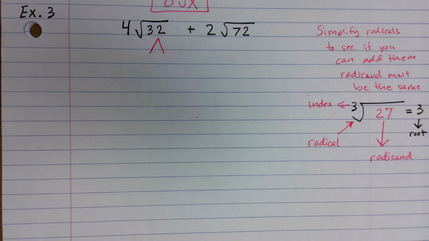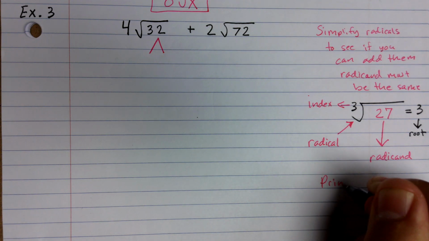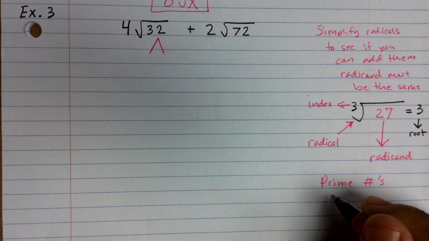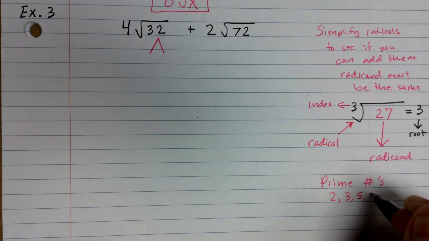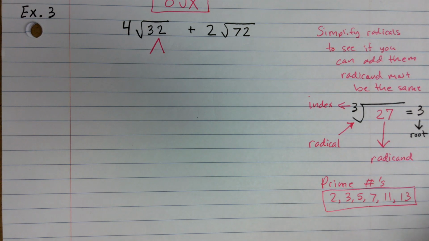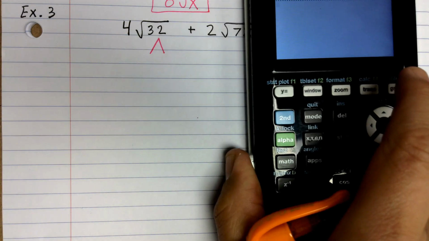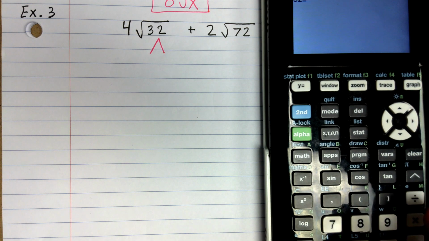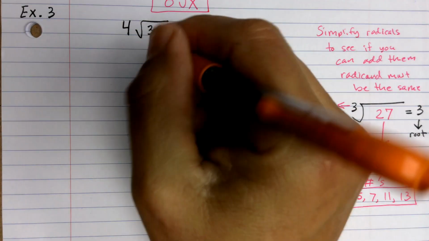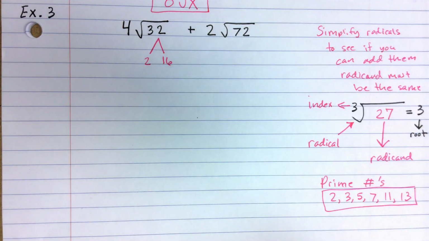So with that being said, let's break this down, and we're going to use our prime numbers. Now what I'm going to do is write here prime numbers. These are the numbers that I like to use to try to break it down. So I like to use 2, 3, 5, 7, 11, and 13. These will work for most of these radicals, just like you've seen in my other videos when we're trying to simplify them. And so I'm going to see, can 32 be divided by 2? So I can go ahead and put in 32 divided by 2, and notice it gives me 16. So it can be. So here we have 2 and 16.